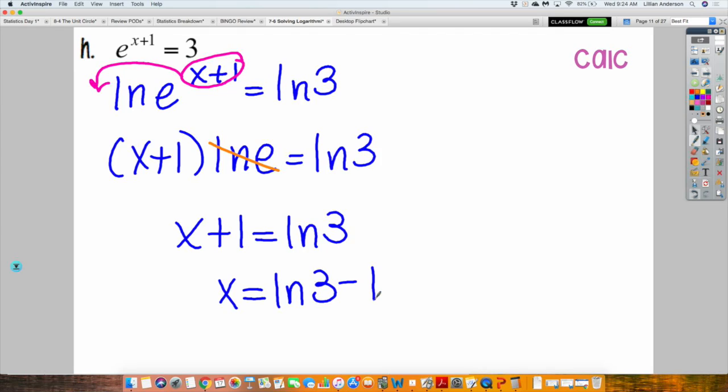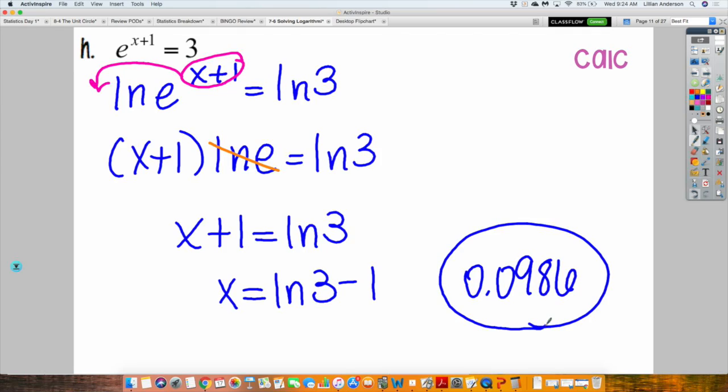No, just a regular ln. If you want just ln, it's just the button. So you go 3 ln minus 1. ln 3 minus 1, yeah? Yep.